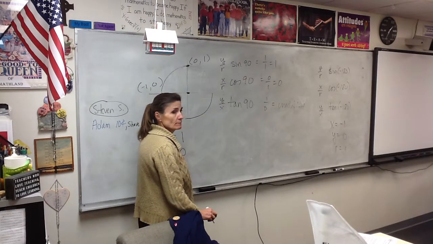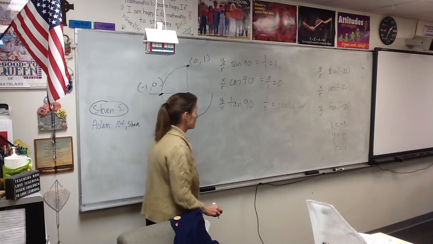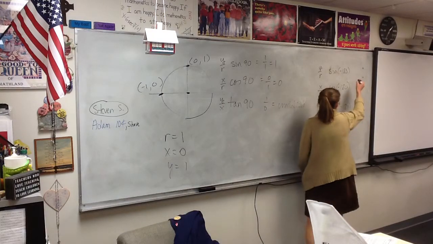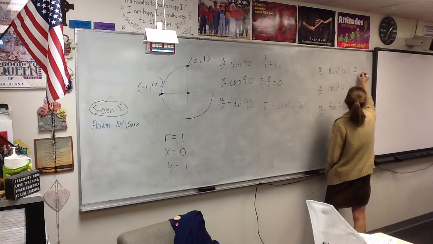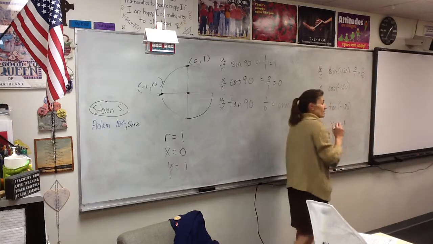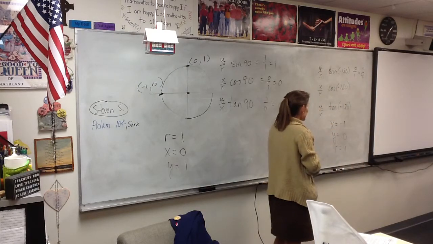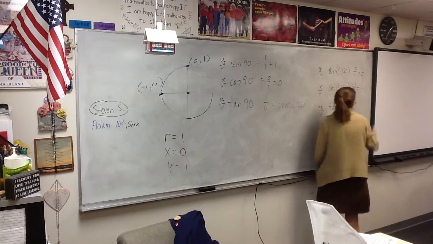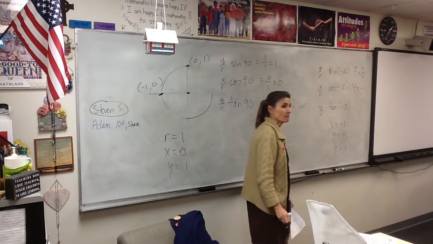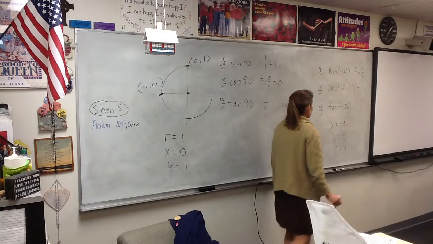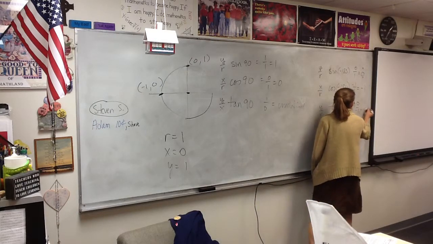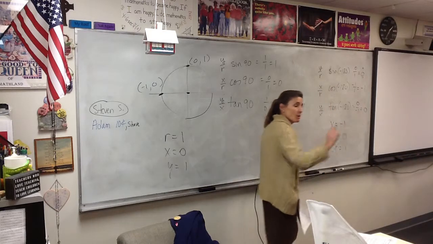So here we go. What's the sine? 0 over 1, which I write as 0. What's the cosine? Negative 1 over 1, which I write as negative 1. What's the tangent? 0 over negative 1, which I write as 0.